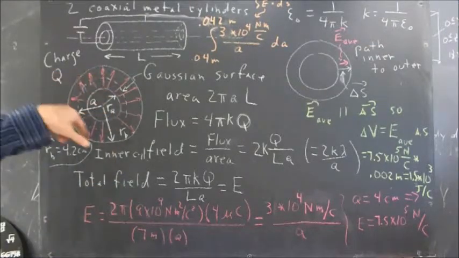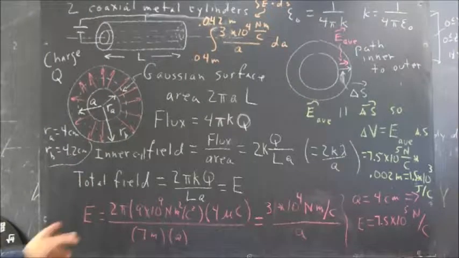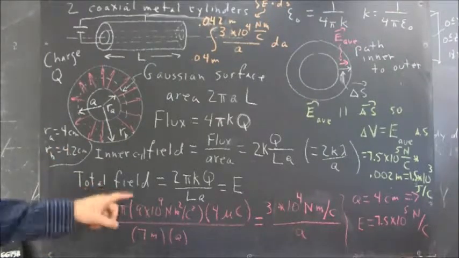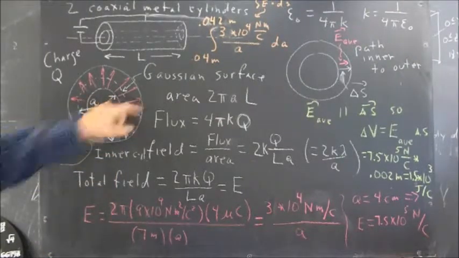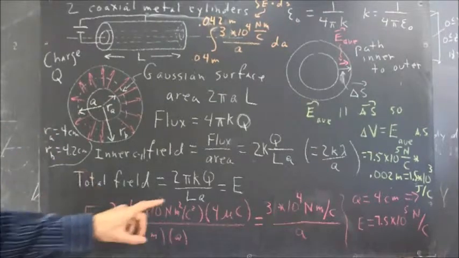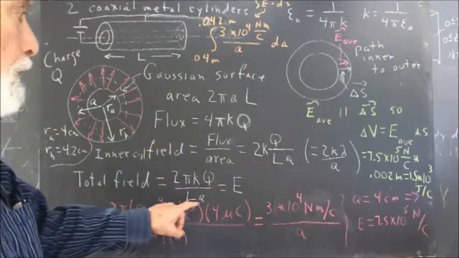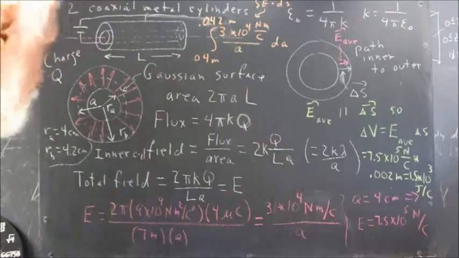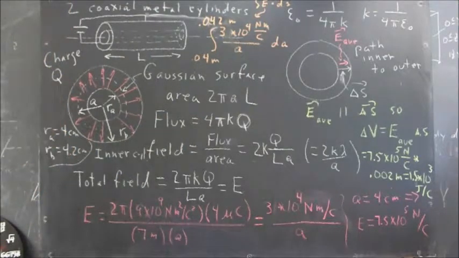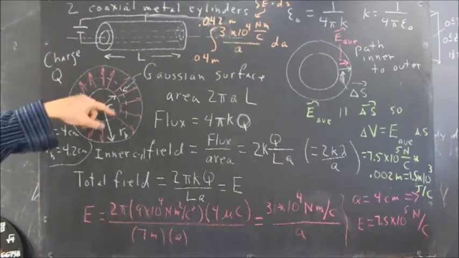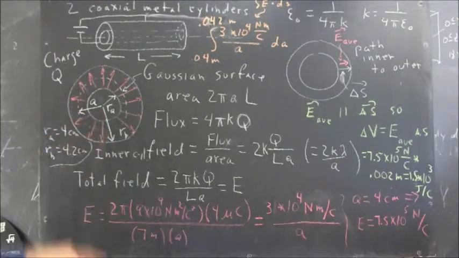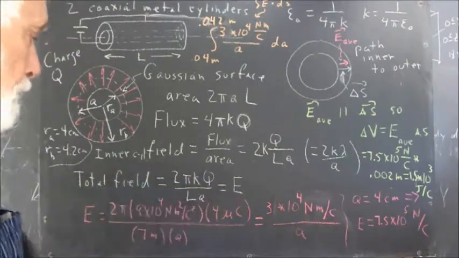By use of a Gaussian surface, we can determine that the field at any point between these cylinders is 2 pi kq over LA, and we have the details of applying Gaussian surfaces. Okay, we create a Gaussian surface in between at distance A, and we get this electric field.